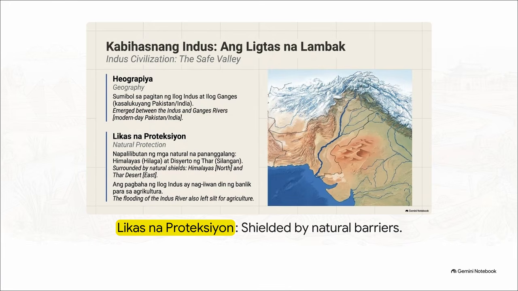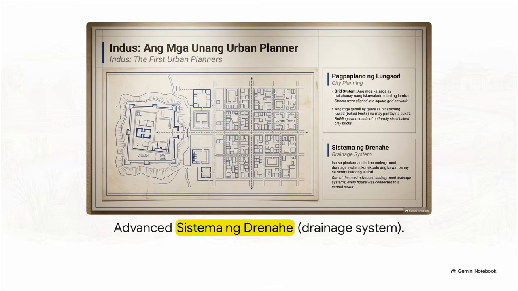It allowed them to develop peacefully without constantly worrying about invasions. And what did they do with all that peace? Well, they became the world's first true urban planners. Their city planning was unbelievably advanced. They used a strict grid system where streets were perfectly aligned in a square network.